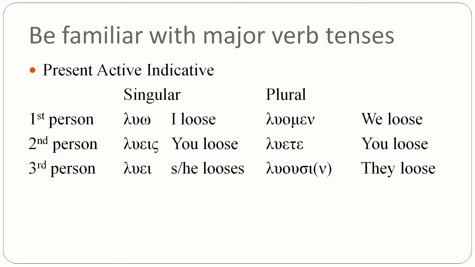The verb chart has 6 forms here: first, second, third person, and each of those has a singular and plural. And they correspond to the various pronouns: I, you, he, she, or it. Plurals: we, you, and they. All right, so when we're talking about forms, your friendly, basic, very easy form chart, right? Luo, lues, lue, luomen, luete, luousin.